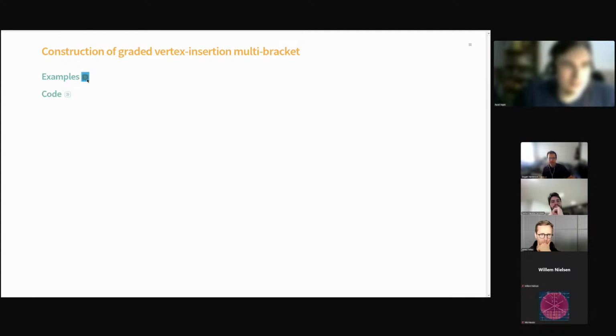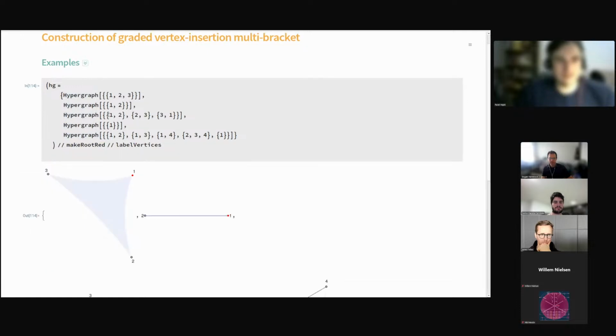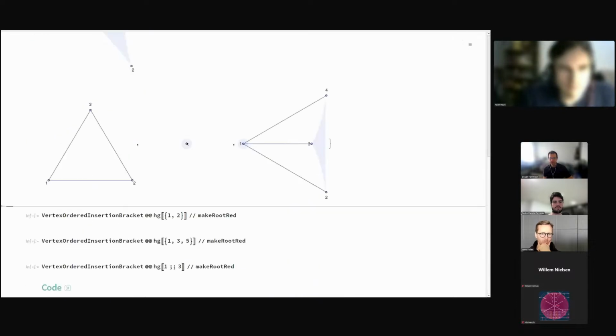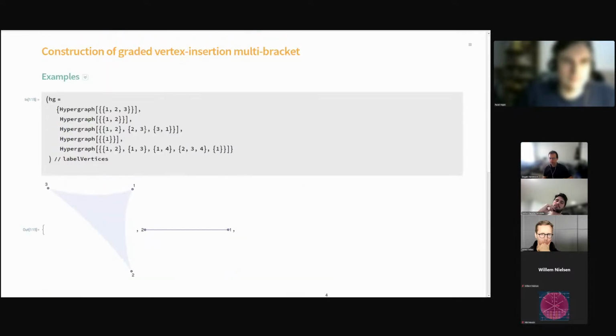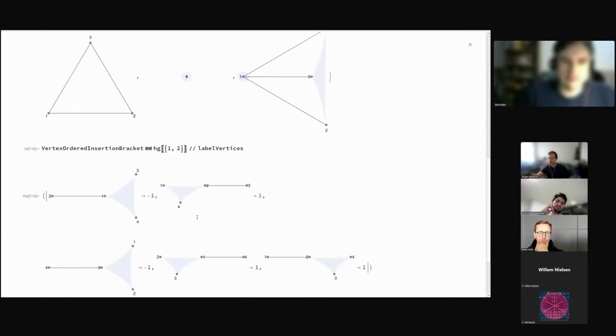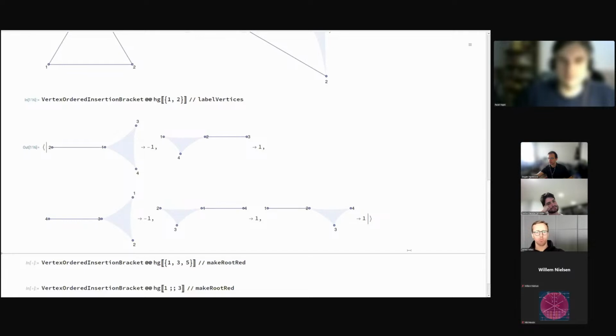Now I can show you how it computes. Let me consider some example hypergraphs. I don't need to mark the root here because we are considering this vertex ordered. Now I want to compute the vertex order insertion bracket of the hypergraphs 1 and 2, and I'm going to get some vector of hypergraphs, which looks like this. See, there are also coefficients like -1, so not only ones.